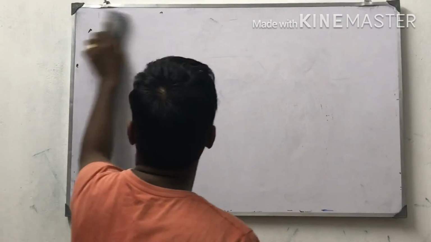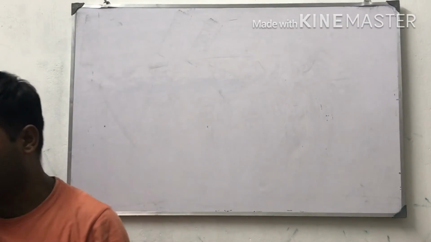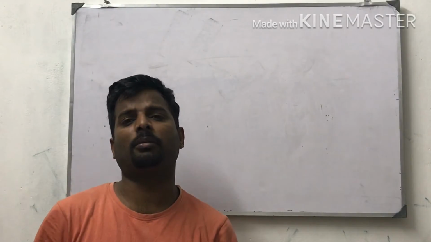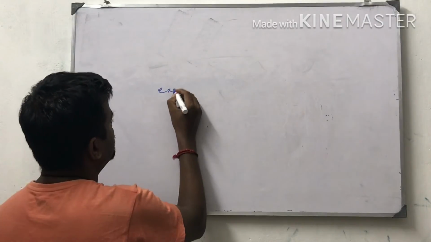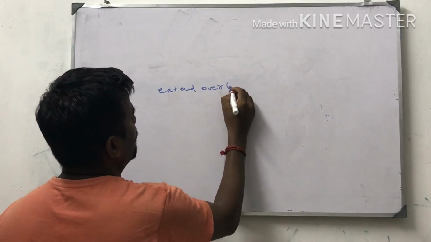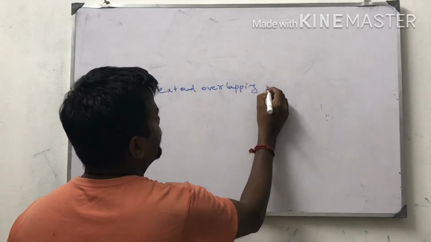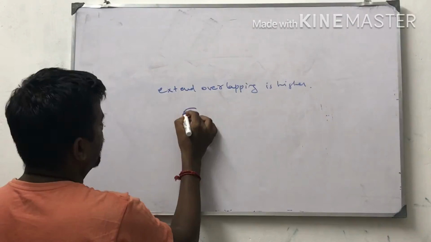So dear students, this is the basic information related to the molecular orbital theory. The condition for molecular orbital formation is that the extent of overlap is higher. The extent of overlapping is high, that is, head-on overlapping.